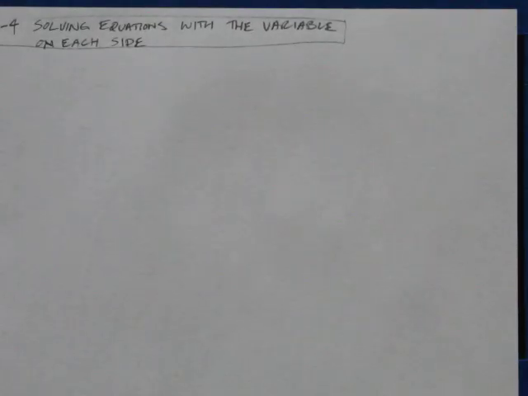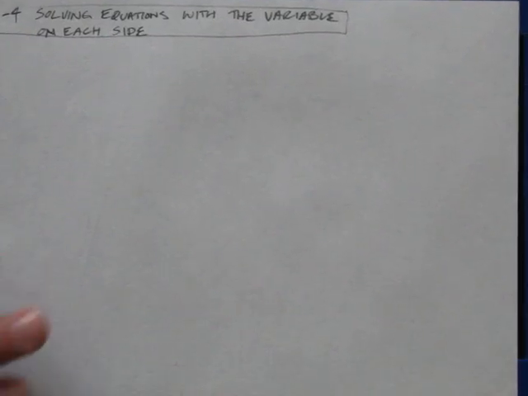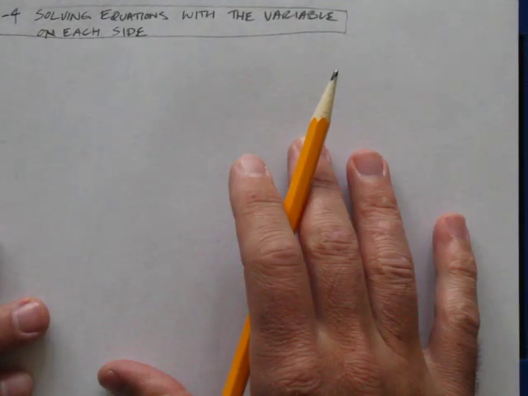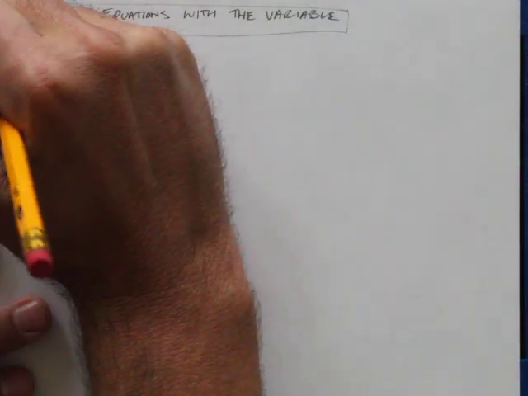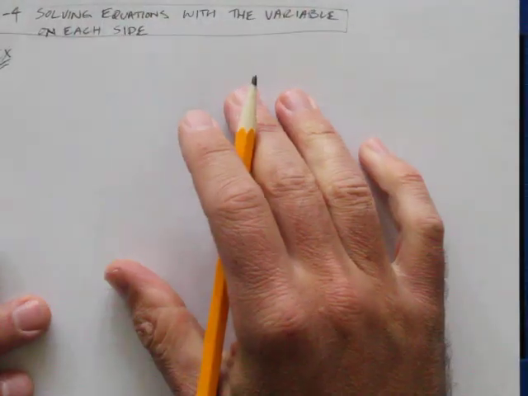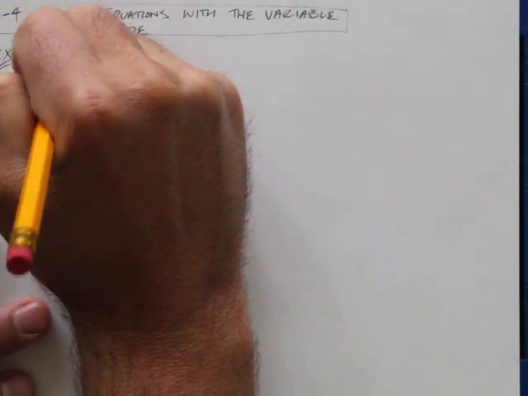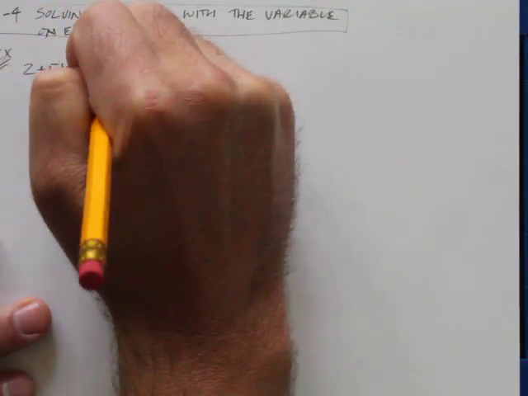Alright, so let's just start in with examples, and that's pretty much all we're doing for this section, is doing a bunch of examples. So let's start with this one. 2 plus 5k equals 3k minus 6.